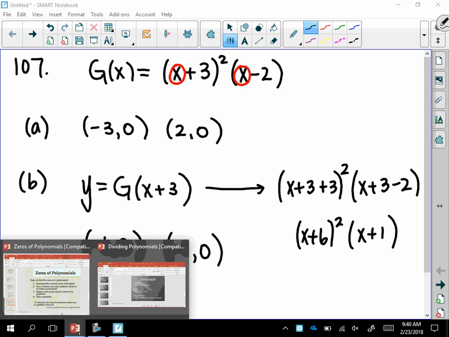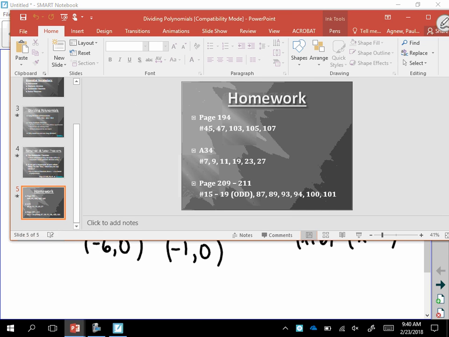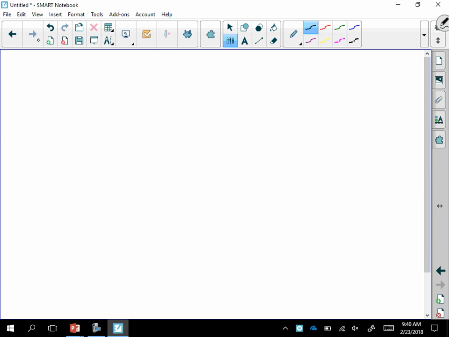Alright, then the next page of homework was back in the appendix. So that was A34. Any questions from that page? 27? Alright, this is A34, number 27.